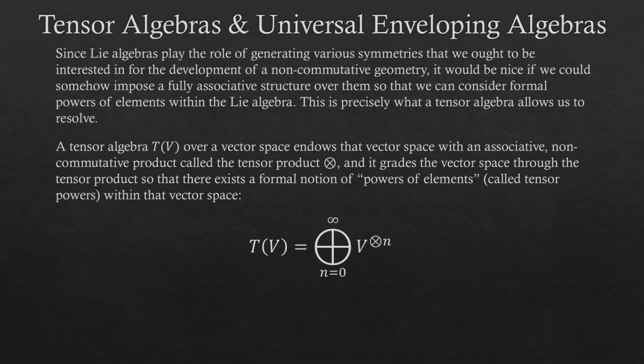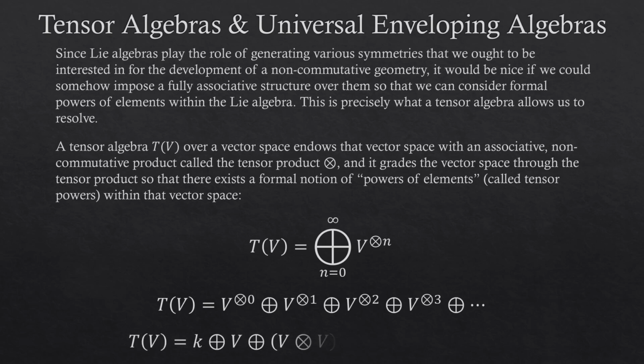So T of V equals the direct sum from n equals 0 to infinity of the nth tensor power of the vector space V. We can expand this: V tensor power 0, direct summed with V tensor power 1, direct sum V tensor power 2, so on and so forth, up until infinity. And so that gives us the base field plus the vector space plus the tensor product of the vector space with itself plus the tensor product of the vector space with itself with itself, so on and so forth.